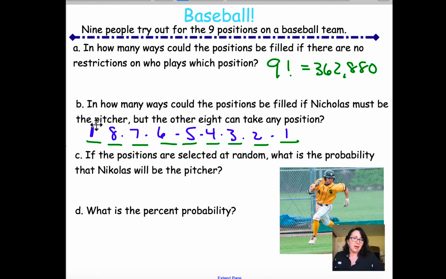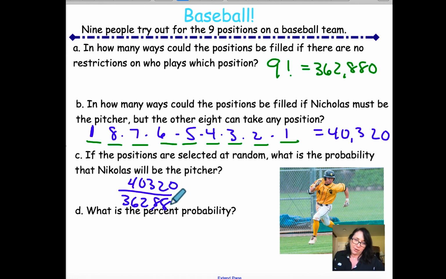If the positions, though, are selected at random, what would be the probability that Nicholas, and it looks like we spelled his name differently here, will be the pitcher? So the probability would be this value here, which turns out to be 40,320 out of 362,880. Dividing that out, you end up getting 1/9, which is about 11%. So that's the probability that Nicholas would be selected as the pitcher.